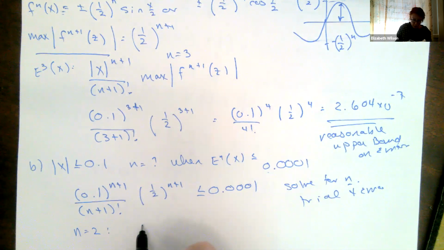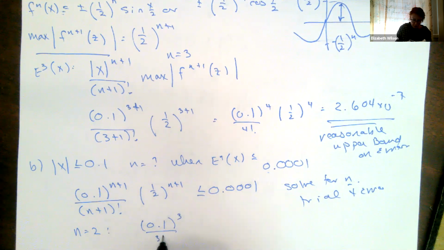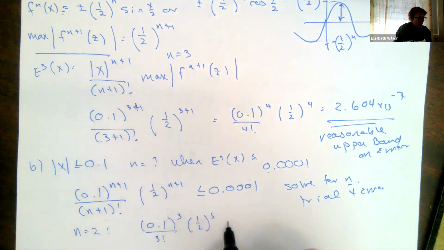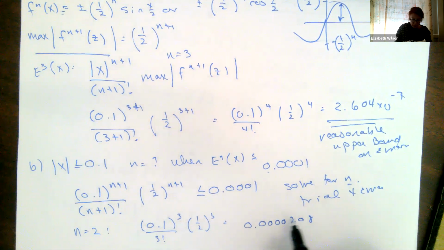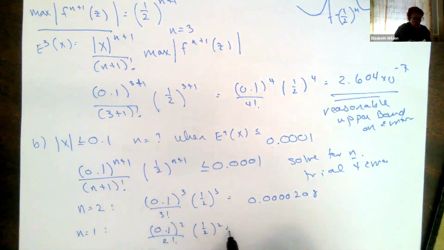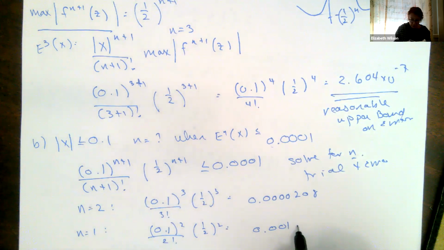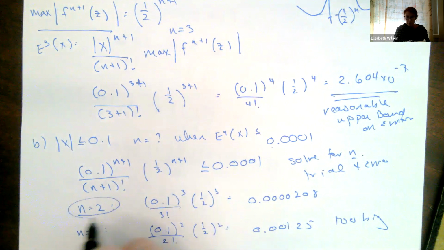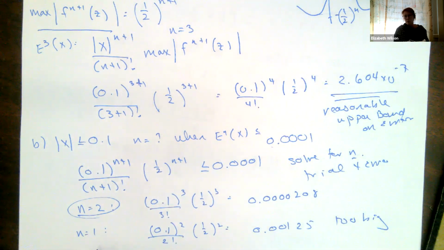So I'm going to go 0.1 to the 3, over 3 factorial, times 1/2 to the 3, and that gives me 0.0001234. That's still smaller, so I can try n equals 1 and see what we get. 0.1 squared, over 2 factorial, times 1/2 squared, and that gives me 0.00125. So this one's too big. n equals 1 is too big, n equals 2 fits, so we're going to do that. So that's part B.